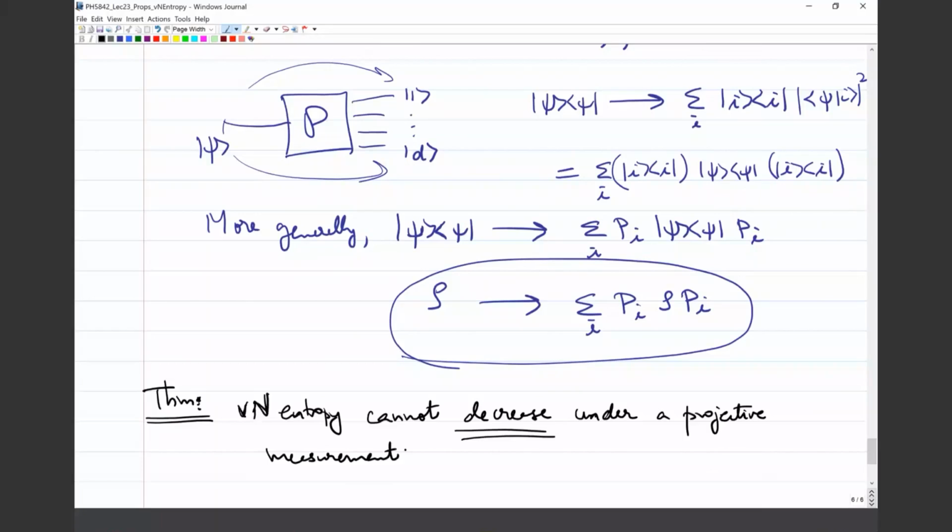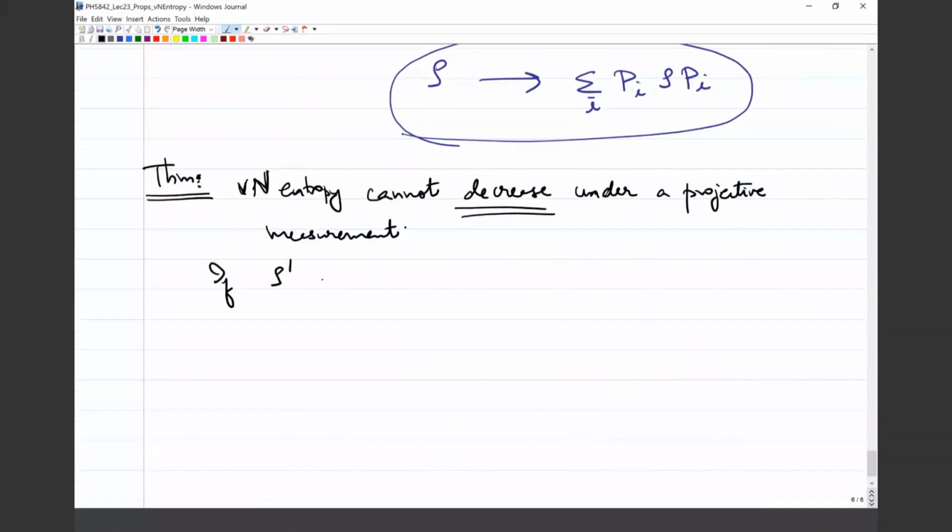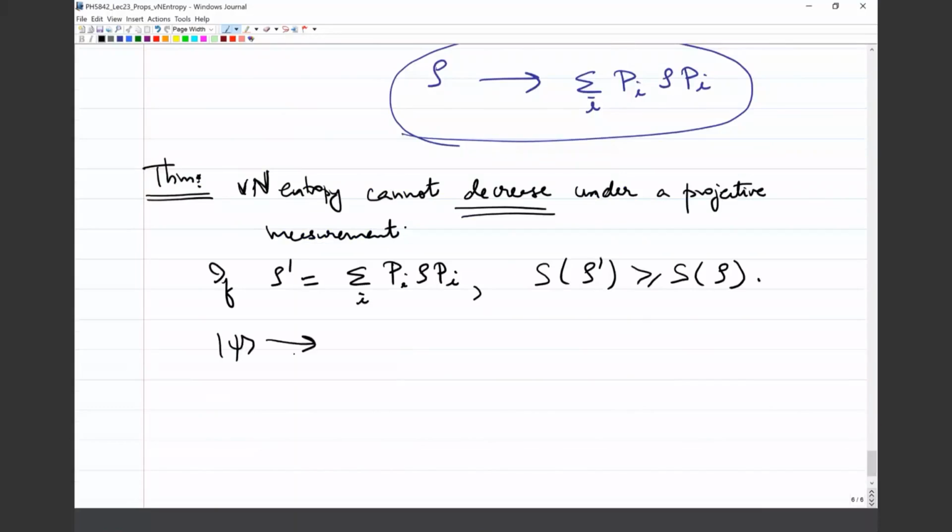So if rho prime is the sum over i of P_i rho P_i, then S of rho prime will always be greater than or equal to S of rho. This should be clear enough to see. I mean, this is what you would expect, right? Because if I start from a pure state and then collapse onto one of the possible eigenstates of the observable that you're measuring, then clearly you have gone from a pure state to a mixture of this kind, right?